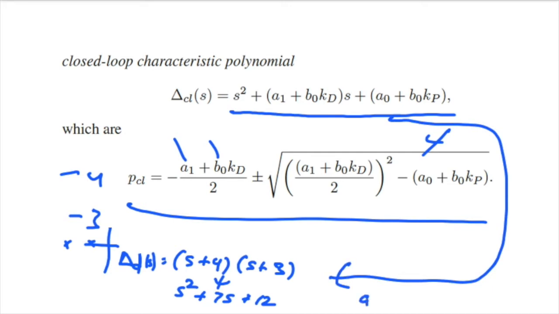So basically A1 plus B0 Kd should be equal to 7, and A0 plus B0 Kp should be equal to 12. So from these two equations, rather than getting the roots, you can just compare the coefficients of the differential equation. Boom, you get your Kp and Kd so that it will place the poles at the desired location. Again, later on we will discuss how we choose where to place them. That's a different thing, but we can place them.